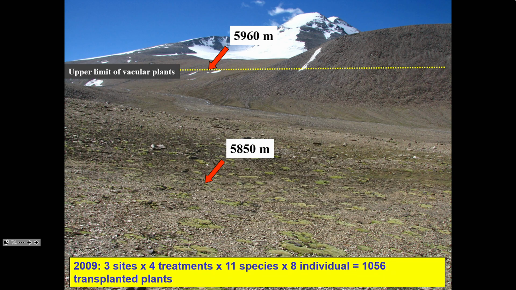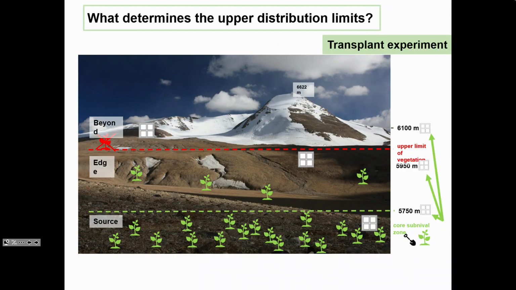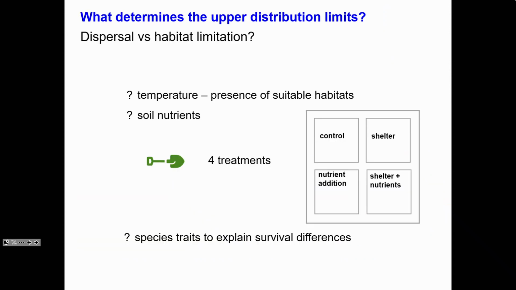So we did that experiment by transplanting plants from the core zone to the upper elevation limit of vascular plants, crazy things, to 100 meters above the upper elevation limit. And we designed this transplant experiment to also include some treatments, because we expected that plants could survive better if they are protected. So we created shelters.